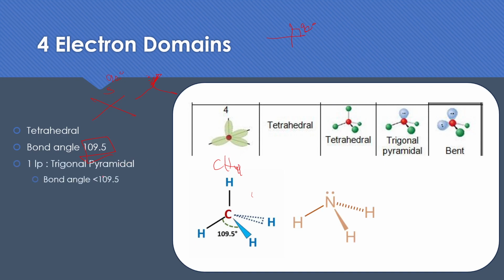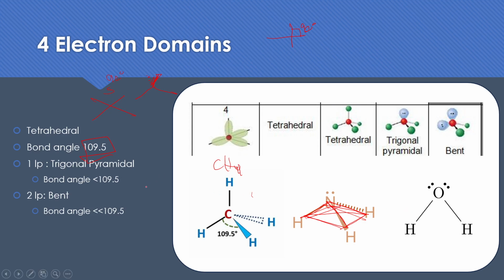Then if you put one lone pair on, you have trigonal pyramidal. You can see this is a triangle. Whoa, that's not a triangle. So this is a triangle. There we go. A triangle, and it's a pyramid. So trigonal pyramidal. Bond angle is less than 109.5. Slap another lone pair on, and then we get bent. So this is why we want to call the 3-electron domain, the trigonal planar version, angular, to differentiate it from this one.